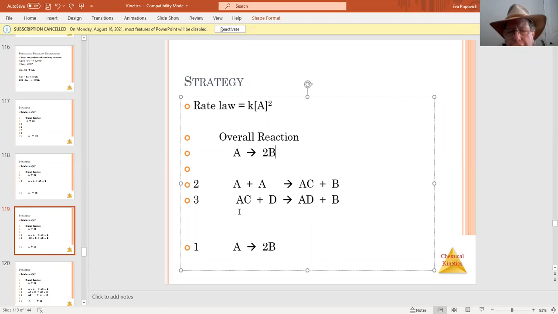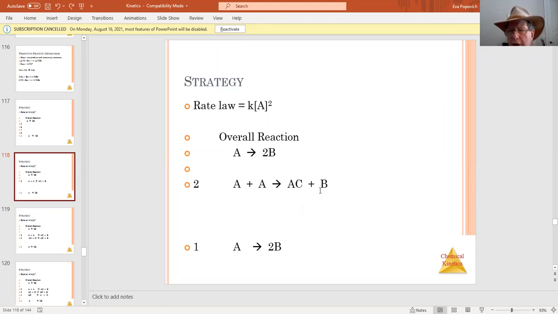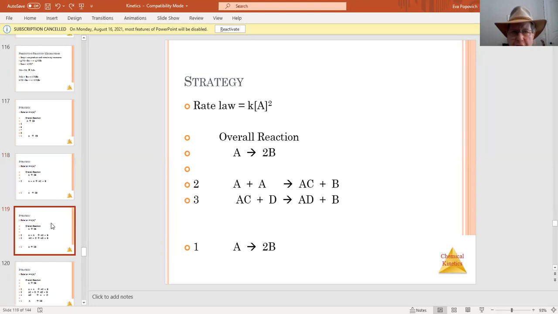Yeah. All right. So when I'm doing this, I propose that my A and A made AC and B. Now, guys, does AC appear in the product side? So I got to get rid of it. One of the ways I could get rid of it is by reacting it with another compound, D. So I react AC with D. I make a new compound, AD, plus I now have a second B. Have I fulfilled my need for my overall reaction to have two Bs? Have I created two Bs on my product side, ladies and gentlemen? Yes.